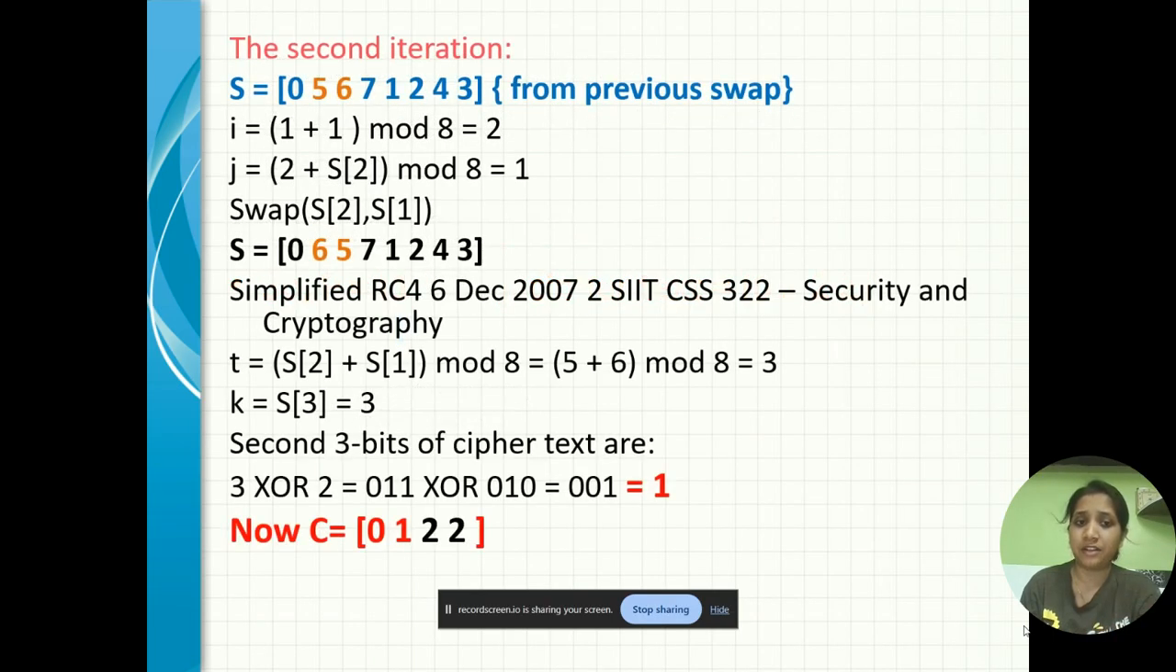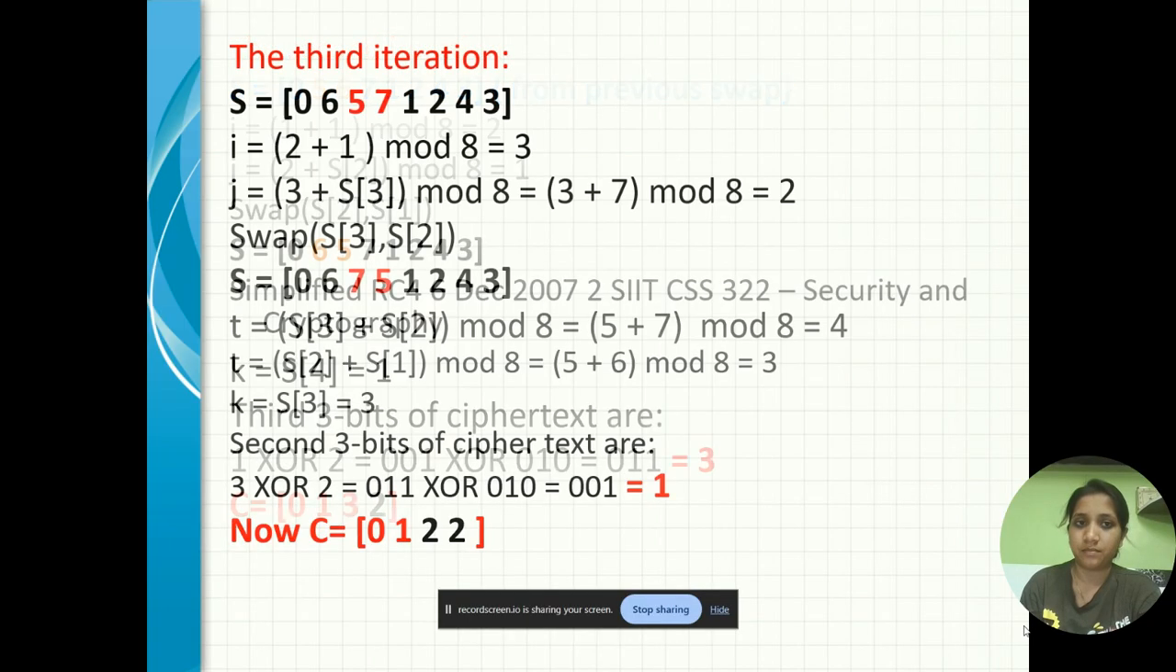In the second iteration, we are going to swap from the previous swap. Now we'll swap 5 with 6. So after the swap of positions s2 and s1, in the simplified RC4, now C equals 0 1 and 2 2.